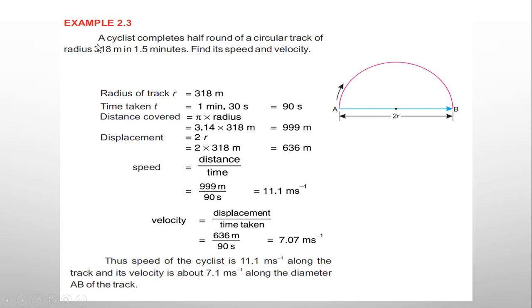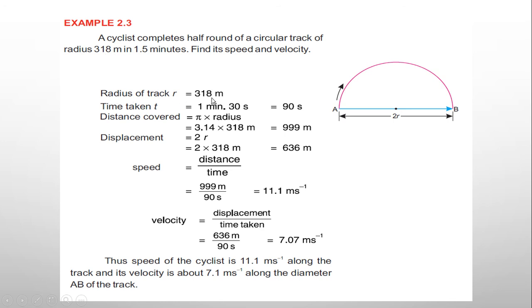Example 2.3. A cyclist completes half round of circular track of radius 318 meter in 1.5 minutes. Find its speed and velocity. Look at this figure. Here is semicircular round track on which cyclist is moving. This is initial point A and this is final point B. You can see here this is the half circle and radius is 318 meter. So first of all you have to write the data.